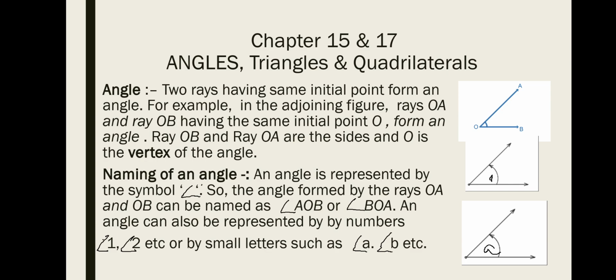Naming of an angle. An angle is represented by the symbol angle. So the angle formed by the rays OA and OB can be named as angle AOB or angle BOA. An angle can also be represented by the numbers 1, 2, etc., or by small letters such as angle A or angle B, etc. So you can see here angle 1 and here angle A.